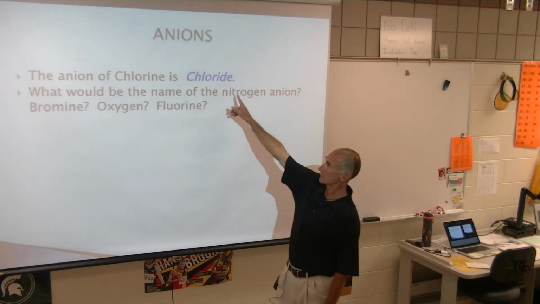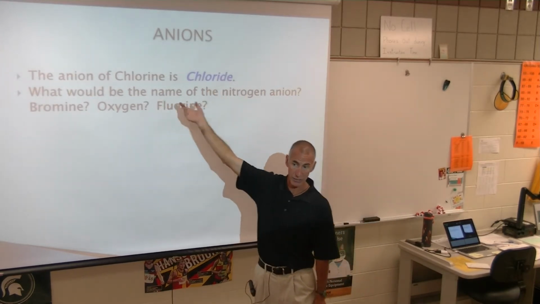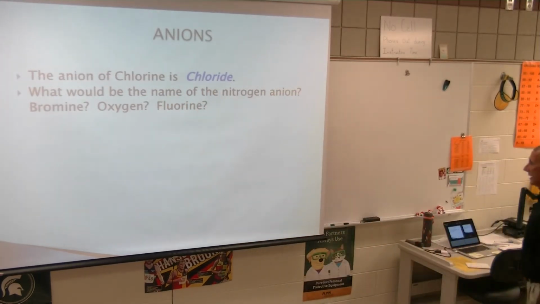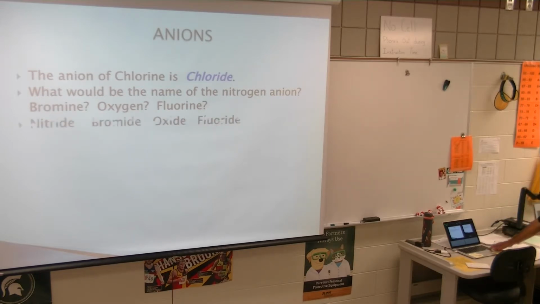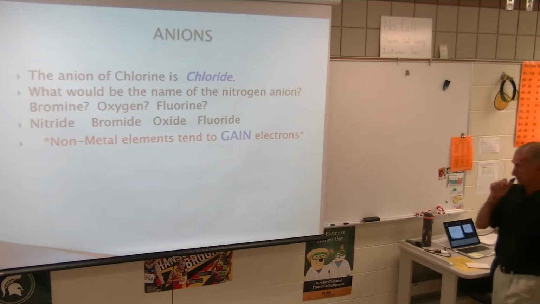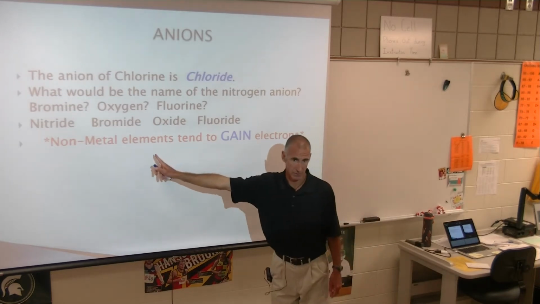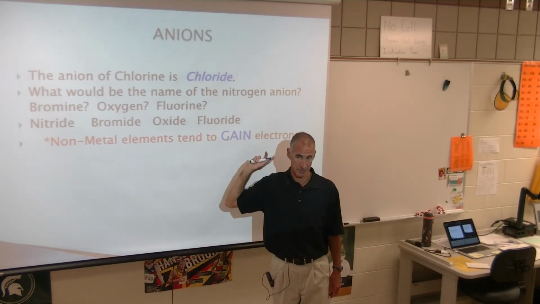Okay, so if we go back up to naming the anions, changing the ending to -ide. Bromine becomes bromide, oxygen becomes oxide, fluorine becomes fluoride. All right, so we have all those. Now, the non-metal elements are the ones that tend to gain electrons.